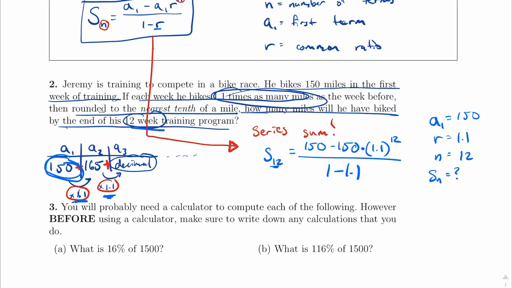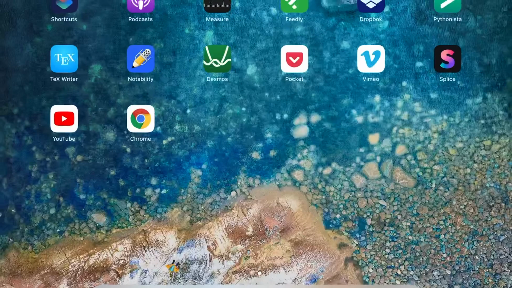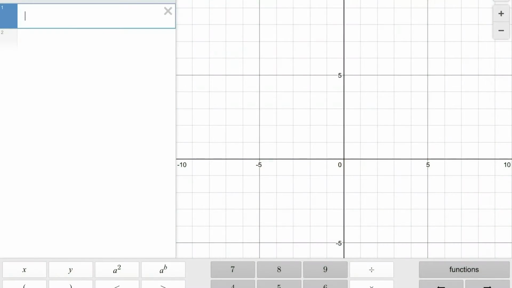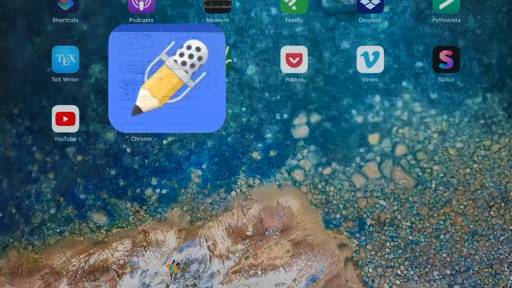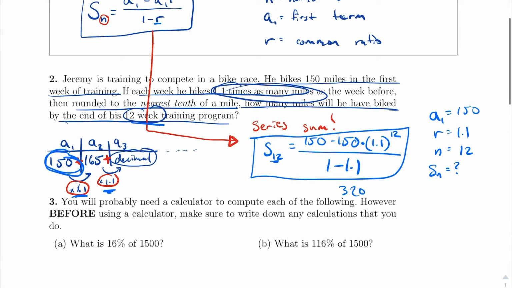All right, so put this all in your calculator and see what you get. And I'll do that here as well. So I'll go into Desmos. So we're supposed to do a division problem: 150 minus 150 times 1.1 to the 12th power, all divided by 1 minus 1.1. So 3,208 miles, rounded to the nearest whole number. It's a lot of miles, but I guess he's got 12 weeks to do it.